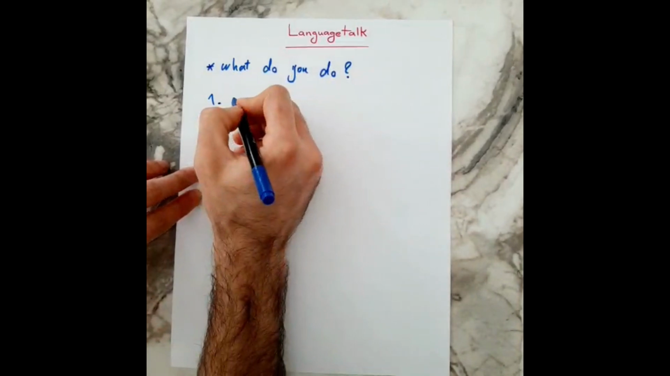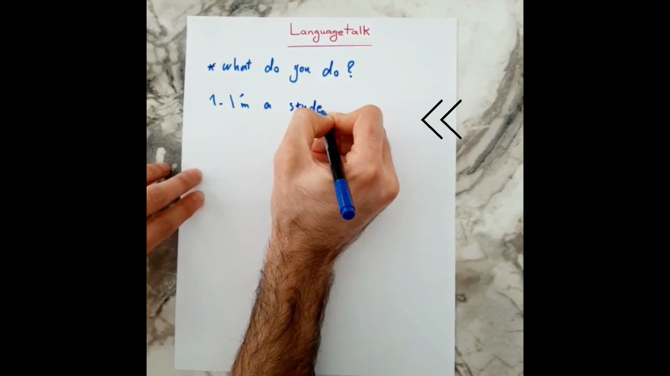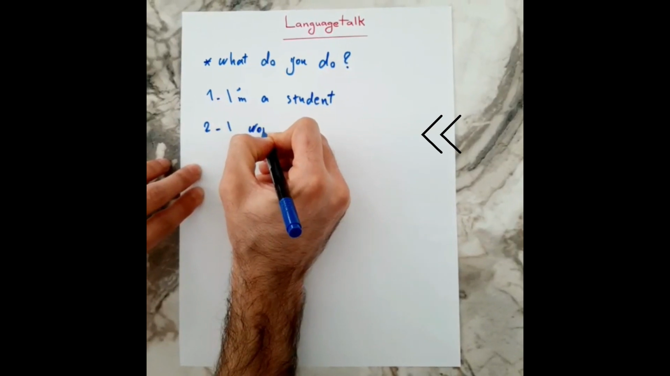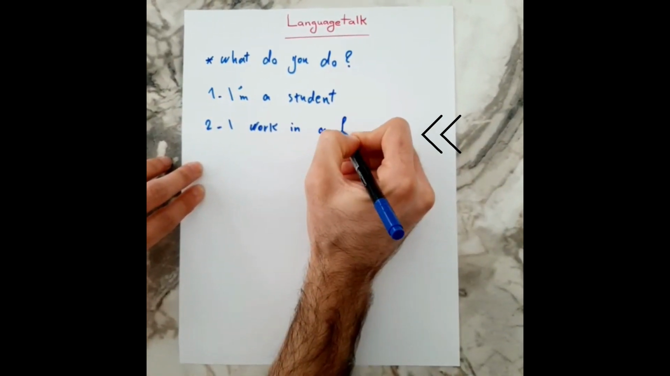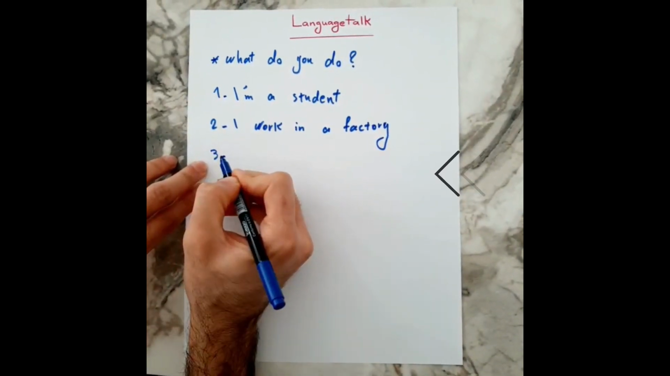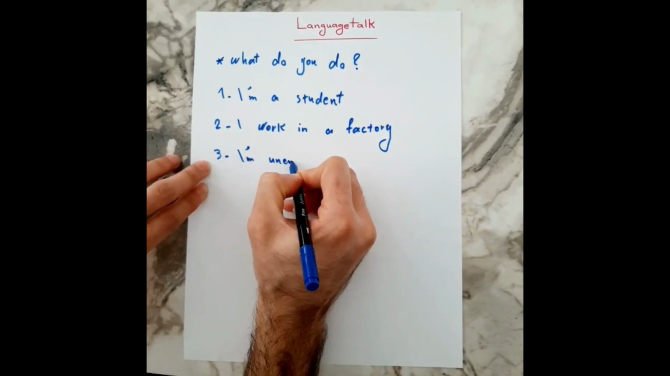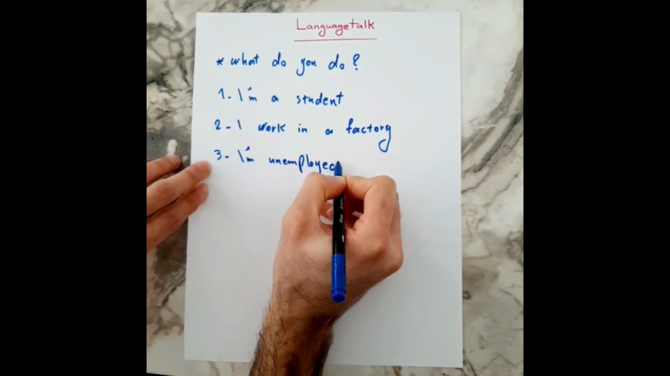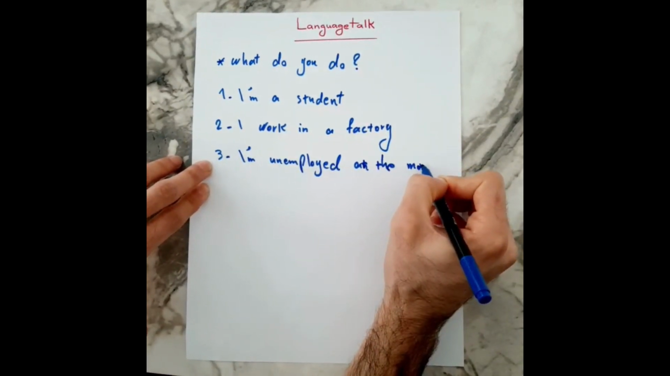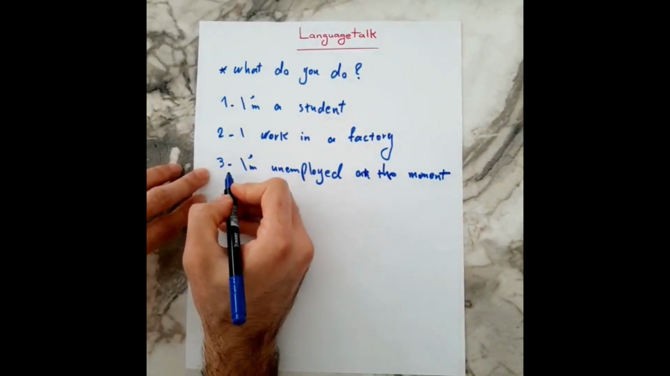If you are a student, you can say, I'm a student. Or, I work in a factory. Or you can say, I'm unemployed at the moment. Or you can say, I run my own business.